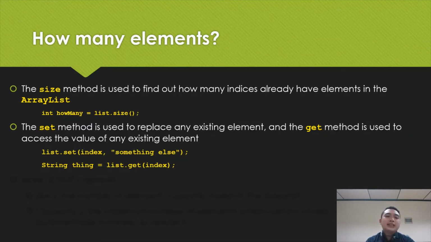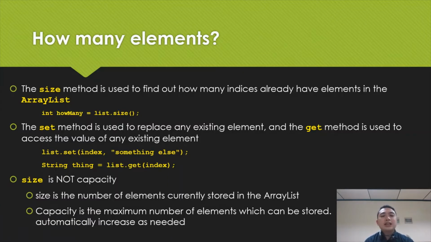So for example, list.set(index, ...). The index is the number of the index of the element that you want to replace. For example, the index there is 0. So whatever is inside index 0 will be replaced by our second parameter, which is something else. And then String thing equals list.get(index). So list.get will basically access the element at the specified index.